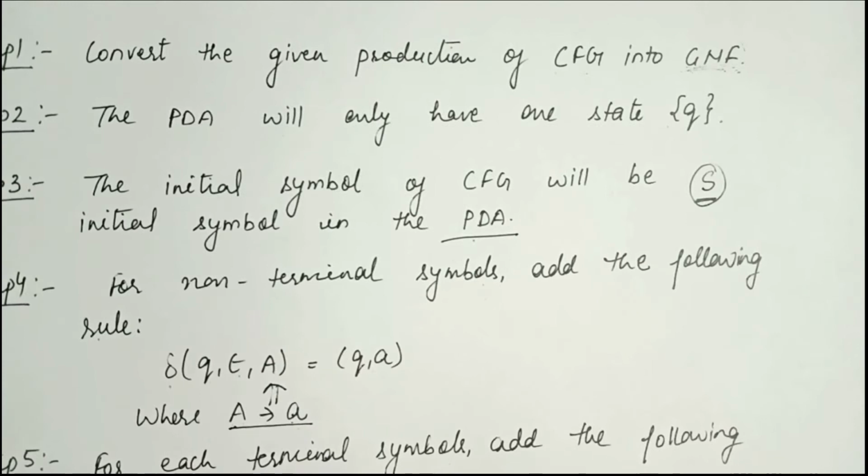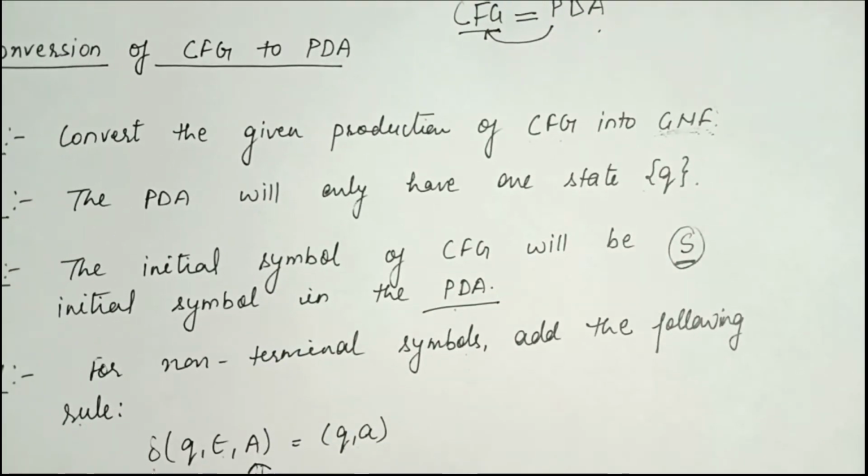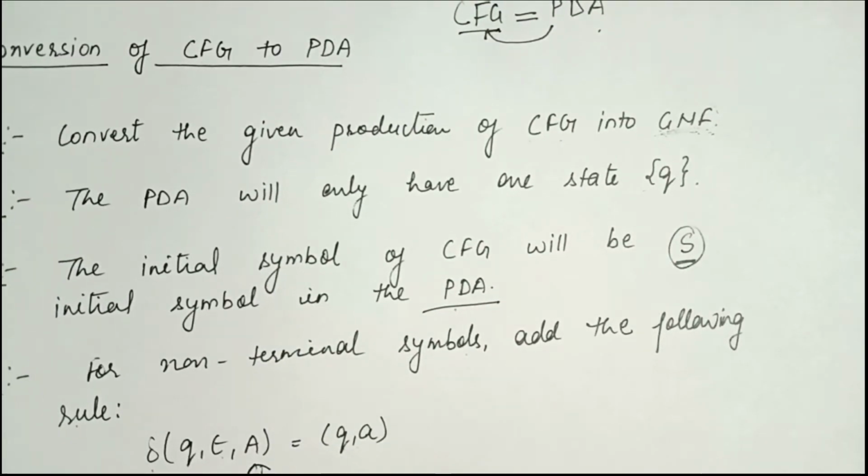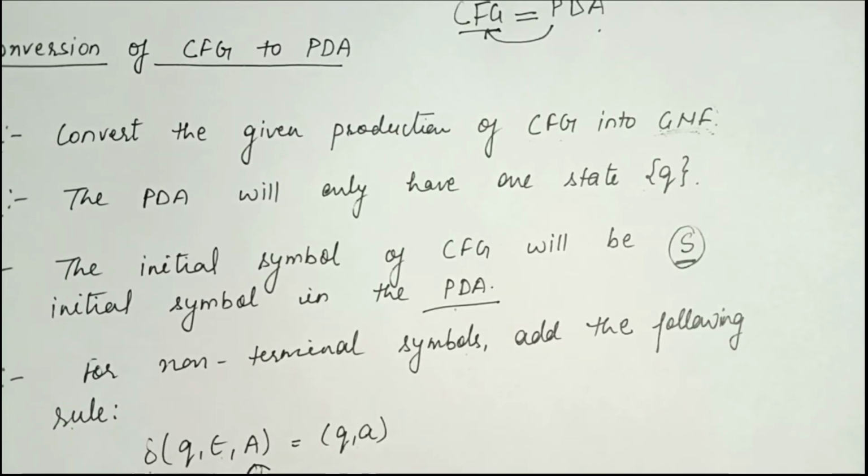So these are the 5 steps that we have to follow while converting a context free grammar into a PDA. First the grammar will be in GNF form, then the PDA will only have one state, that is Q.